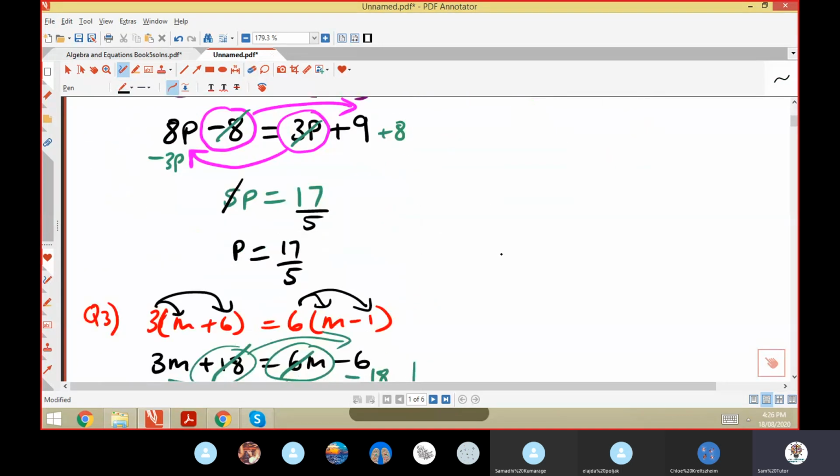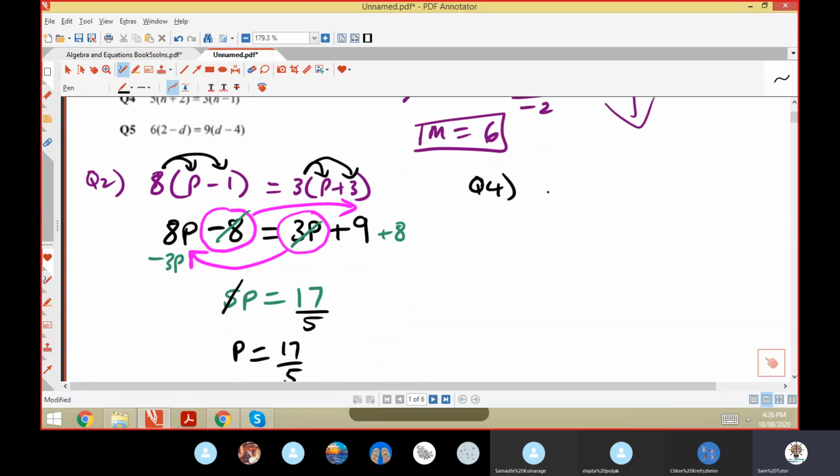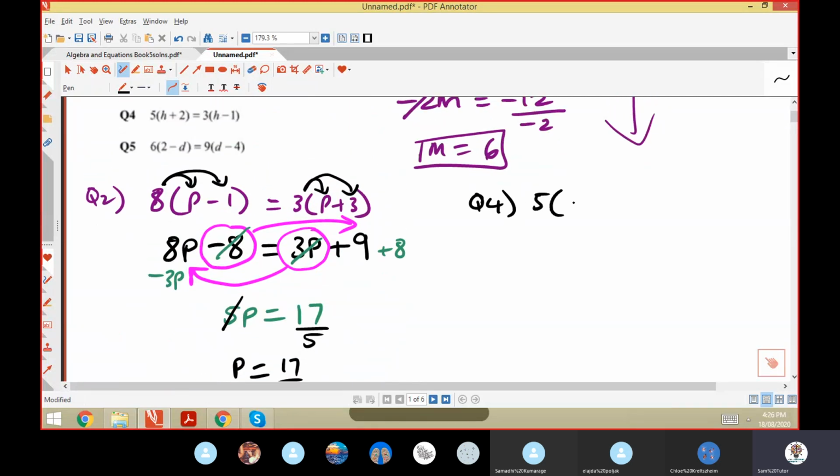Question 4. Let's hear it from the guys, maybe one of the guys. Question 4. 5 bracket h plus 2 equals 3 bracket h minus 1. Someone?